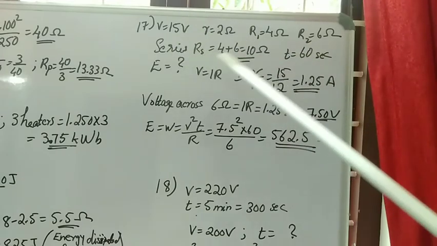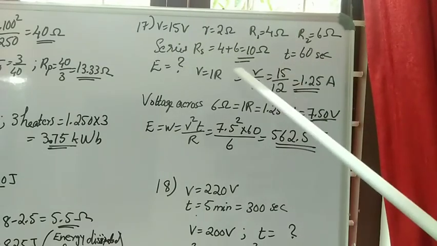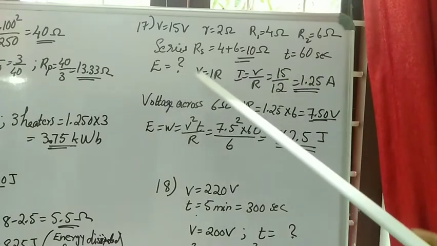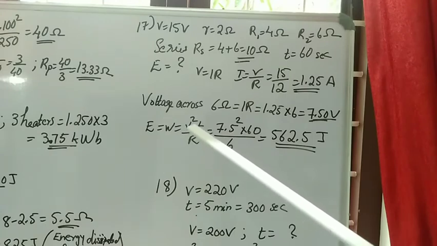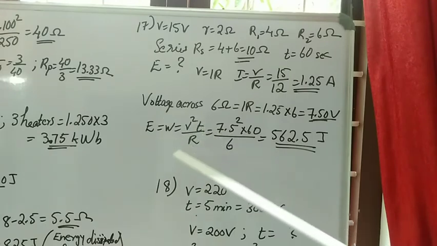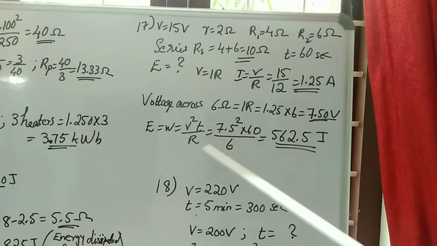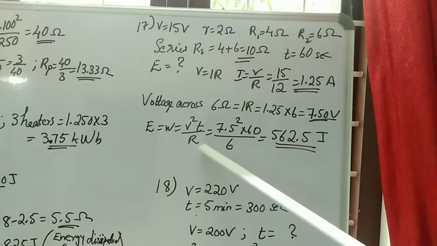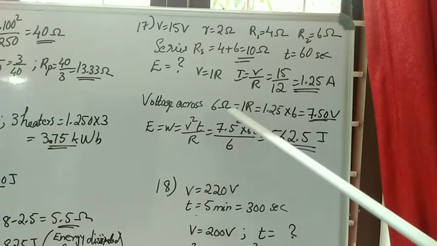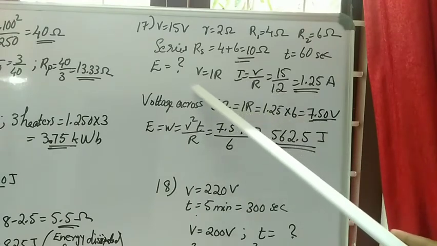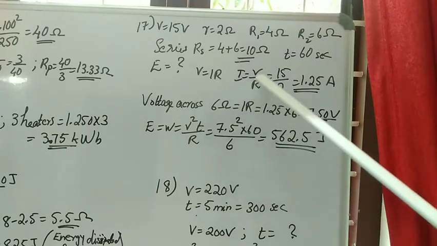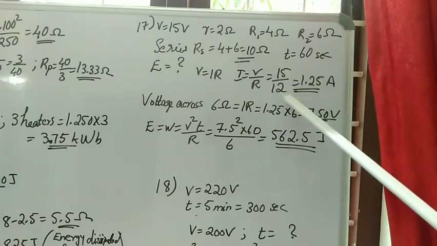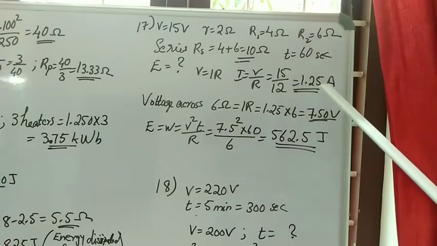So we have the voltage, both resistors together, the internal resistance, and the time is given. We have to find the electrical energy. If you want to find electrical energy spent, electrical energy spent means work done, V square T by R. But we don't have R, the resistance here, so we have to find the resistance. For that we have to find the current also. So V is equal to IR, I is equal to V by R, voltage and resistance. So we got 15 by 12, that is 1.25 ampere.